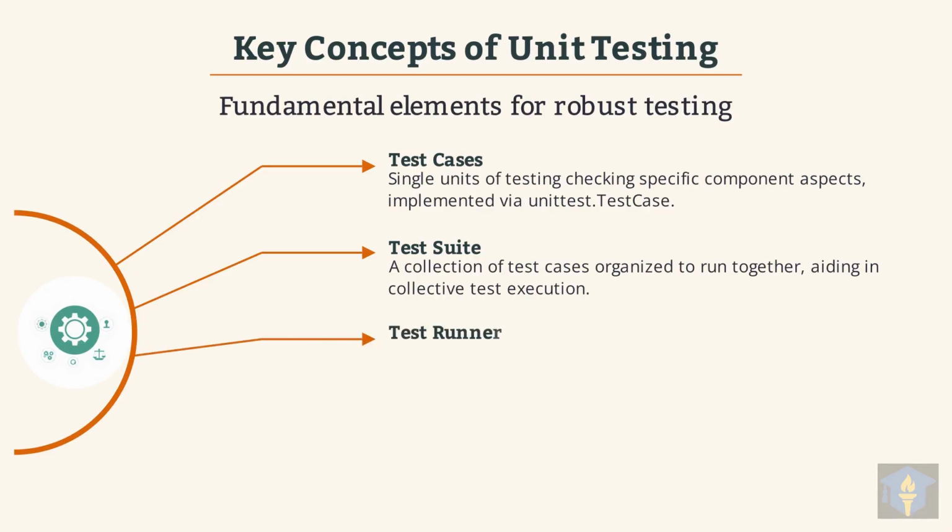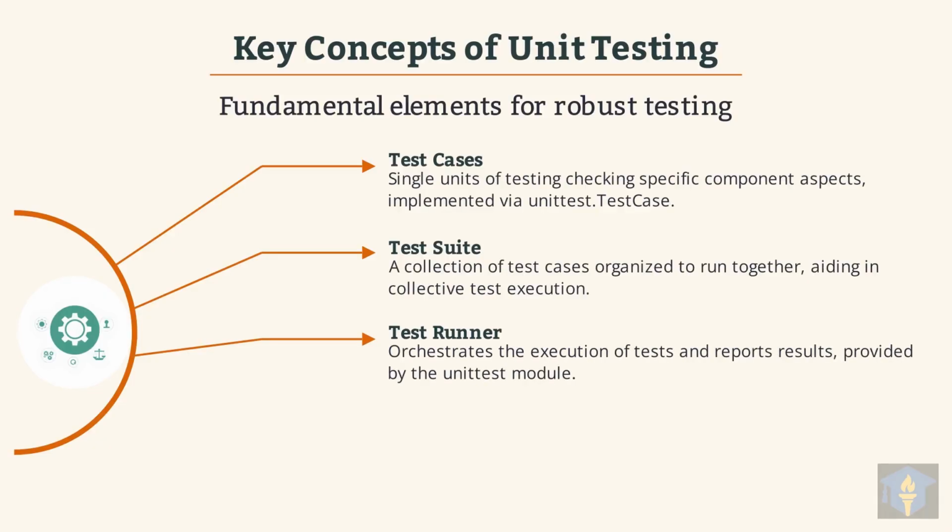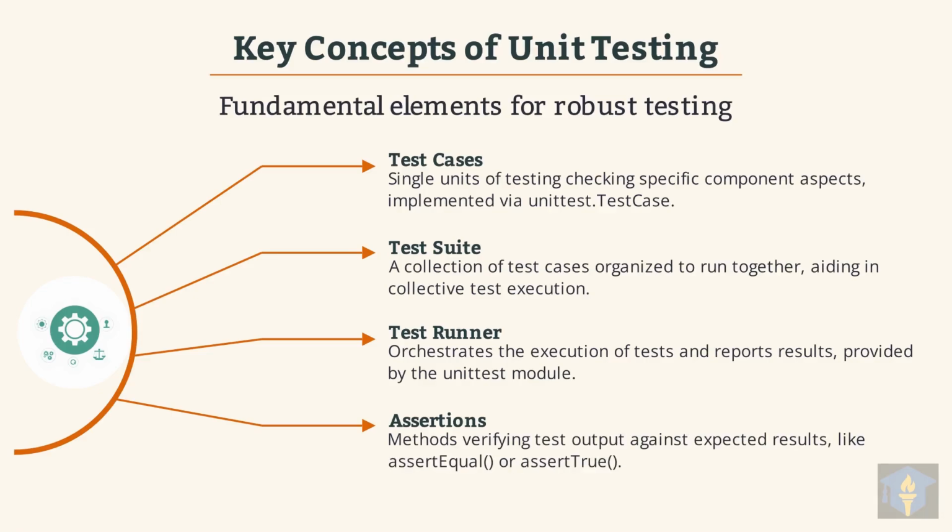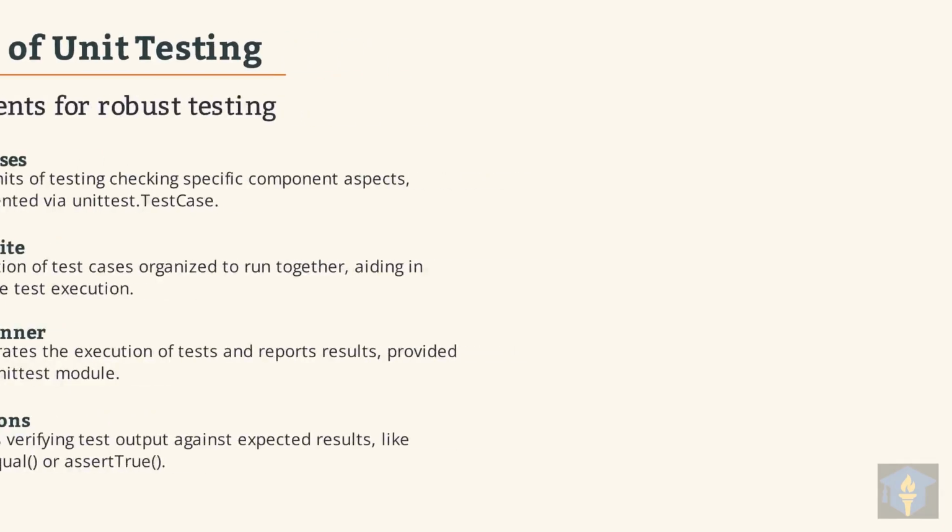Next, we have the test runner, which executes your tests and reports results. The test runner orchestrates the execution of your tests and reports the results provided by the unittest module. Finally, assertions are the core mechanism for verifying expected outcomes. Assertions are methods verifying test output against expected results, like assertEqual or assertTrue for verification.